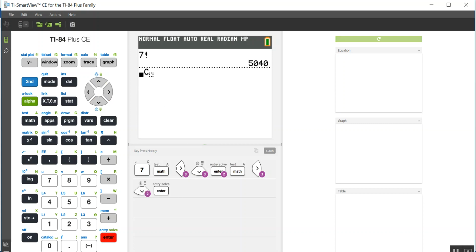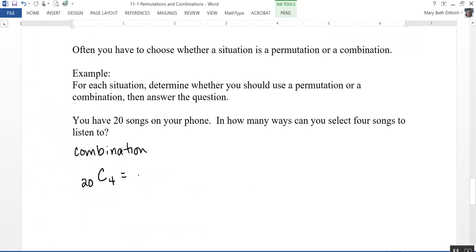Okay, and my calculator operating system gives me these little boxes. If yours doesn't, you might have to put the value for n in first. But for this I can put in 20, and then I'll arrow over, and it'll let me put in 4, and then I hit enter, and I find out that there are 4,845 ways to do that. 4,845 ways that I can select 4 songs out of the 20 that are on my phone.